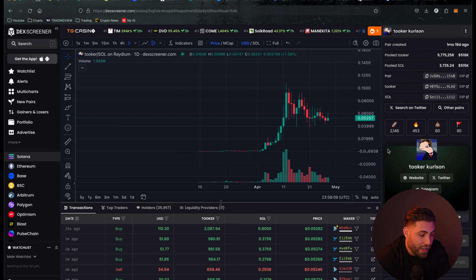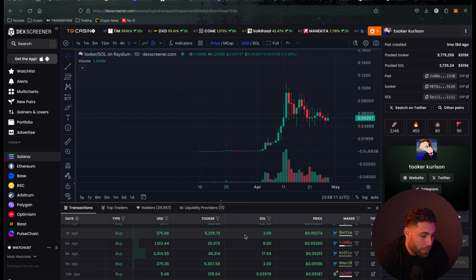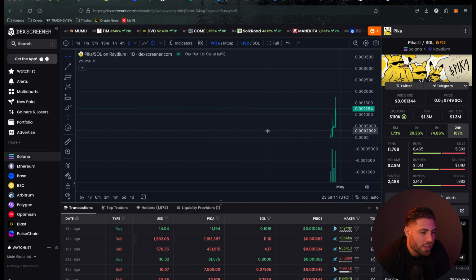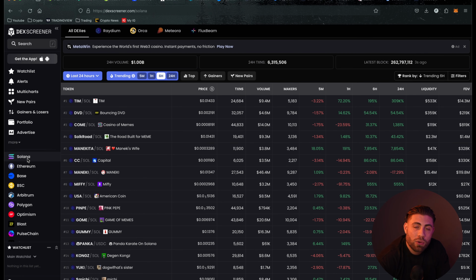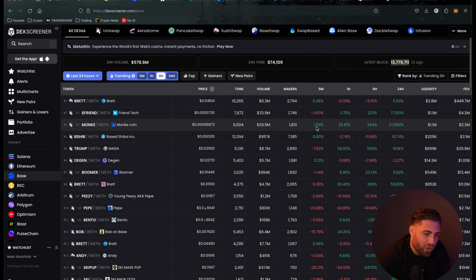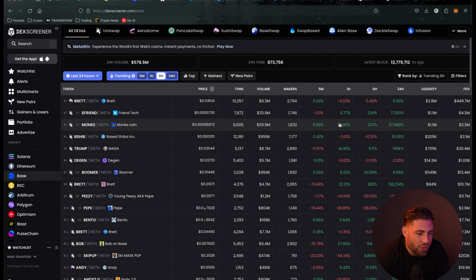If you go further down, you can see if it's getting bought up, if it's getting sold, what the sentiment is. So that's DEX Screener. This is very important to add to your list of tools to use. Some people are talking about the new coins on Base chain. For that, use DEX Screener. You come down here, you go to Base. You can see some of the top performing coins on Base. This is how you do your research.